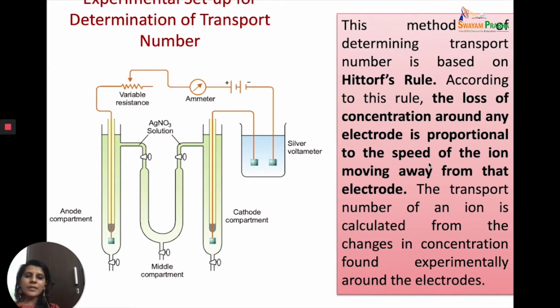Now Hittorf's method is based on Hittorf's rule, which says that the loss of concentration around any electrode is proportional to the speed of the ion moving away from that electrode. I'm repeating, the loss of concentration around any electrode is proportional to the speed of the ion moving away from that electrode. So if you want to calculate the transport number, you need to see the changes in concentration around the electrode experimentally.